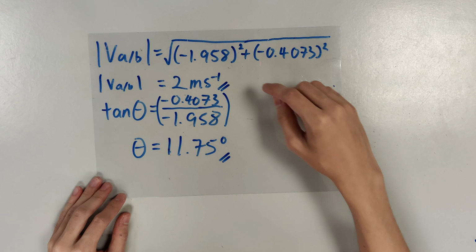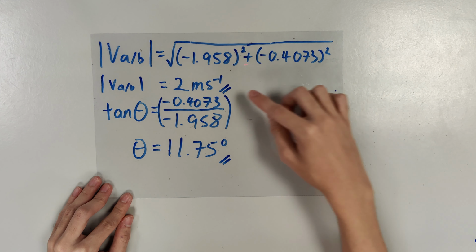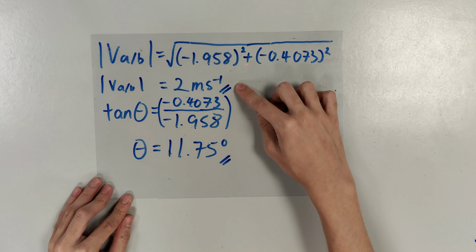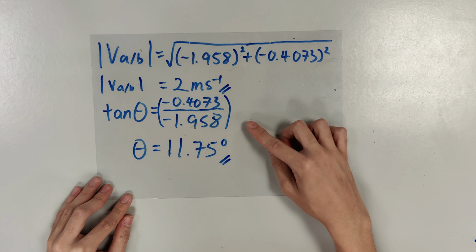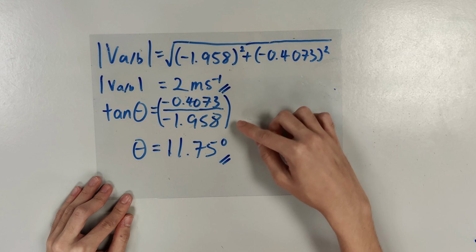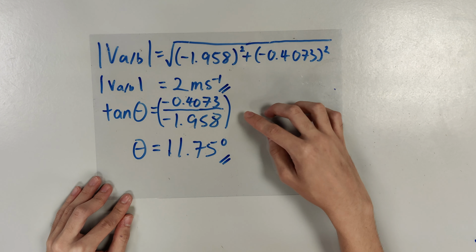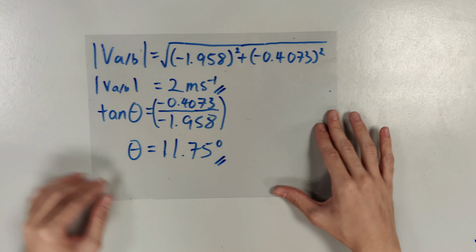And now, after the magnitudes of the i component and j component are obtained, we can use the Pythagorean method to obtain the overall magnitude of velocity of A with respect to B, which is 2 meters per second. And for the angle, we denote it as the y component over the x component and take the inverse tangent of this fraction value. So we obtain 11.7 degrees.